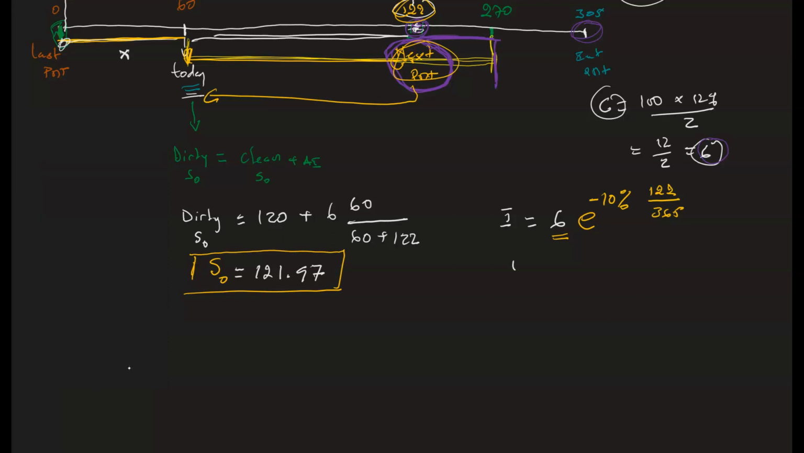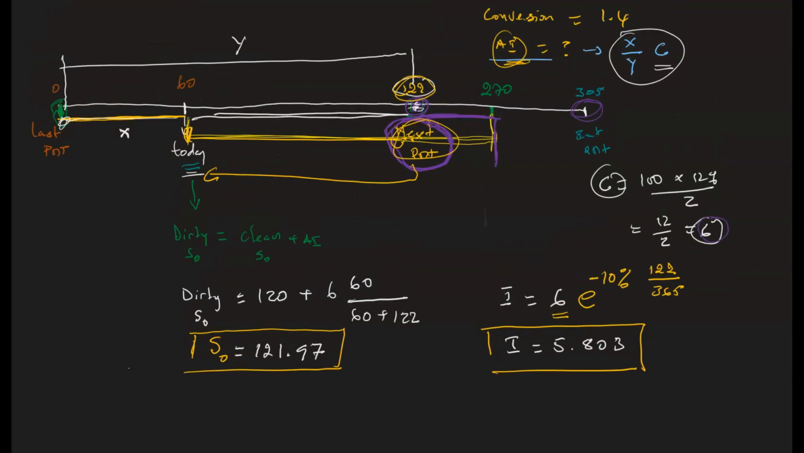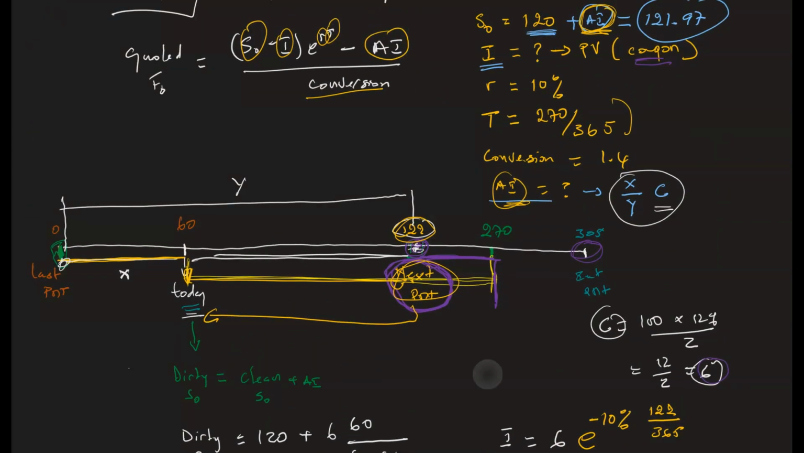So our income here, I, is going to be equal to $5.803. And that is our income. We can check that box as well. So what is missing? So far, we almost have everything that we need. We have our spot price, our dirty spot price. We have our income. We know what our interest rate is going to be, it's 10%. We know what T is going to be, it's 270 days. That's what we have. And so we need to find the accrued interest at that point in time.